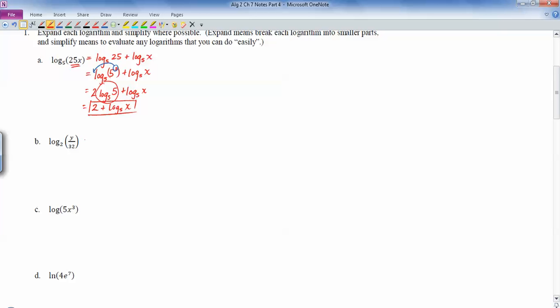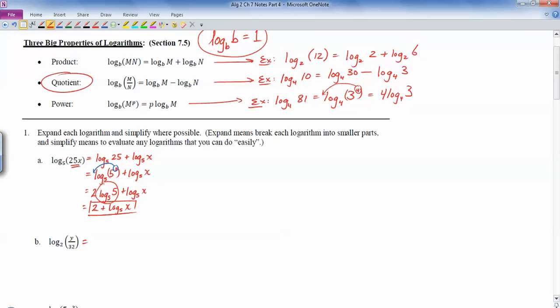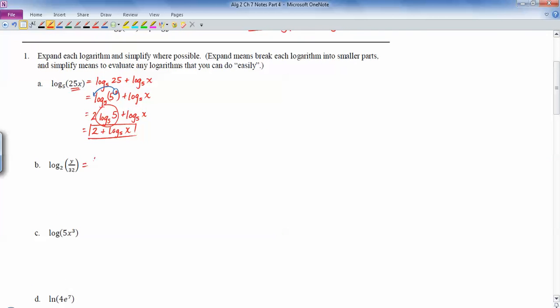So let's look at the next one. Log base 2 of y over 32. Well, that one follows the second rule, the quotient rule. If you have something divided by something in a log, it turns into log of the first one minus log of the second one. Okay, so it's going to be log base 2 of y minus log base 2 of 32. Well, 32 can be written as 2 to the something. So it's log base 2 of y minus log base 2 of 2 to the 5th, which is what 32 is. So I've got a power in here. I can bring that power down in front.